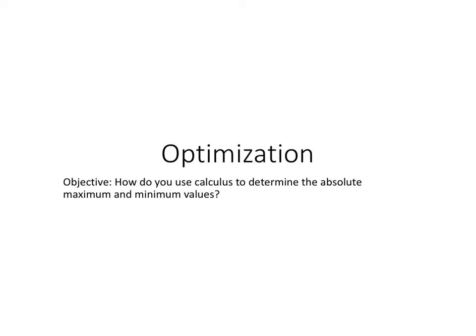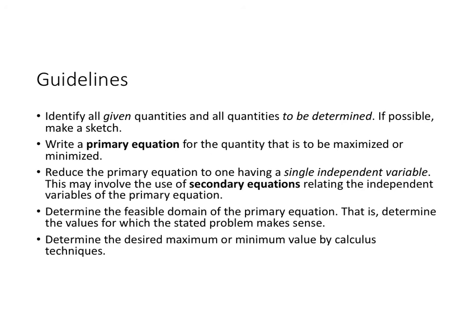This lesson is on optimization. The objective is, how do you use calculus to determine the absolute maximum and minimum values? In most cases, optimization is going to be used in solving various types of word problems. Now, there are certain guidelines or steps that you need to follow, as you would with any mathematical word problem.